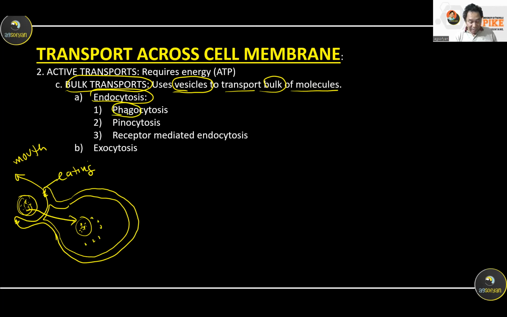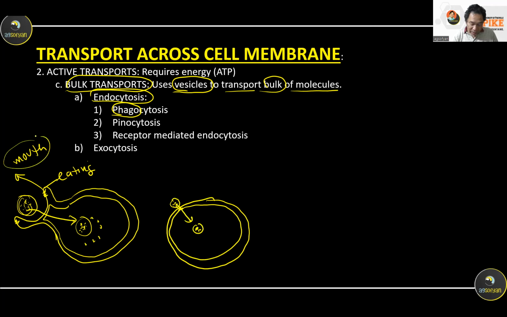Phago means eat. The second one, pinocytosis, is just like this, the same. Let's say the cell, and there is another vesicle over here. It just fuses together and finally enters the cell without making the mouth structure. It's just kind of drinking. So this is what we call pinocytosis. This one is phagocytosis. And this is pinocytosis.